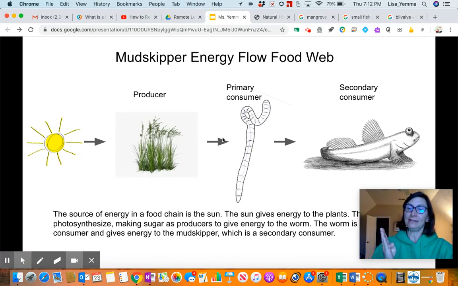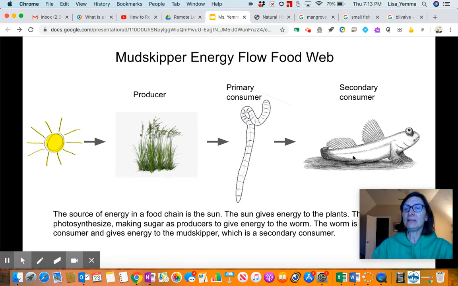The organism that eats producers, the organism that gets its energy from producers, is called a primary consumer. Primary first. The first consumer. The first consumer in our food web is the primary consumer.